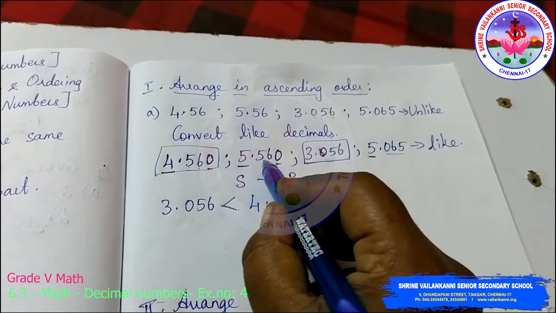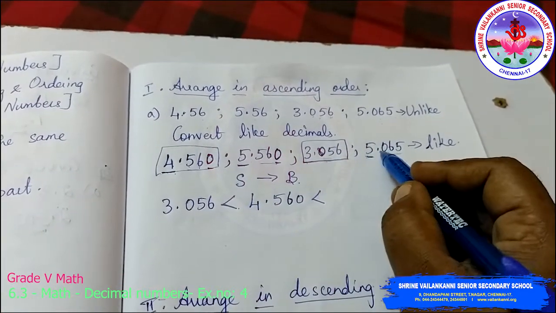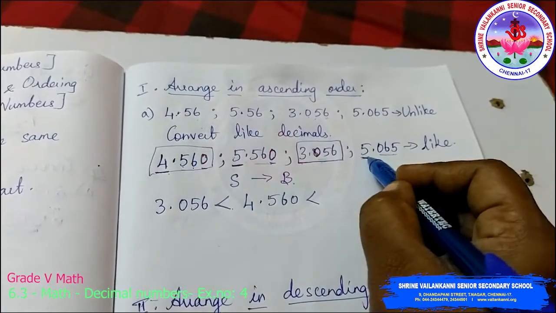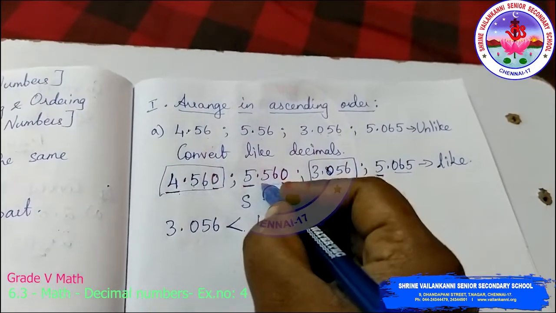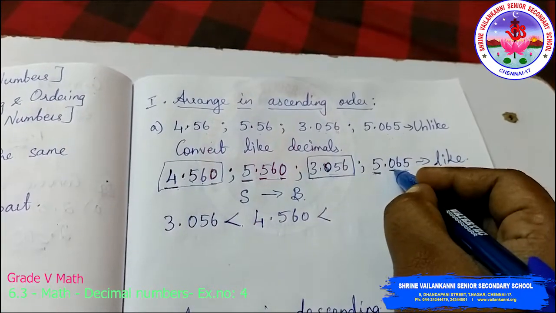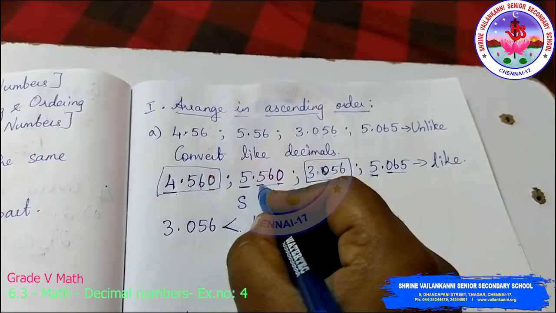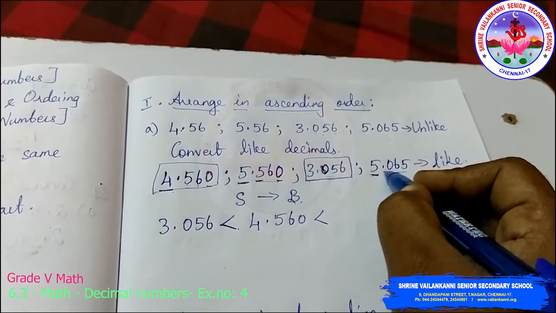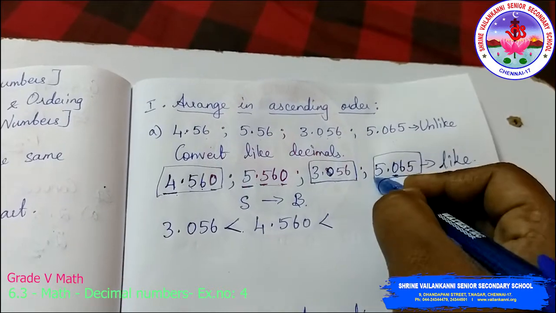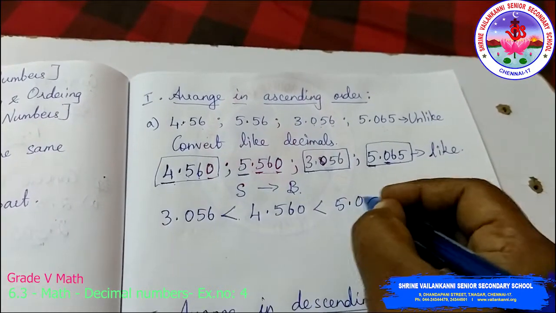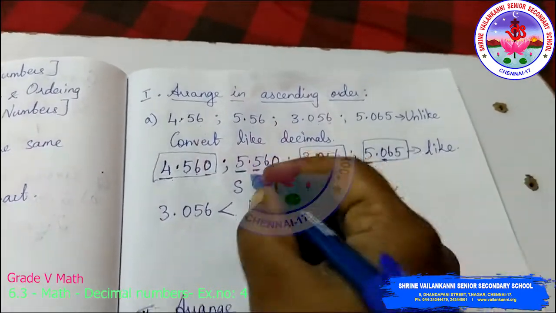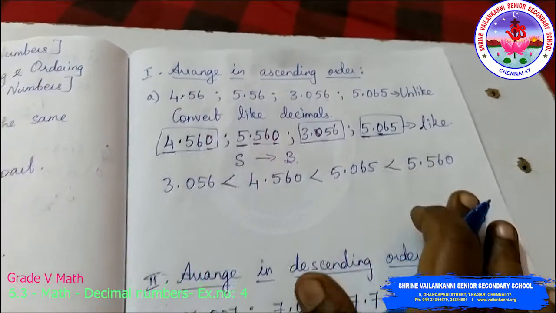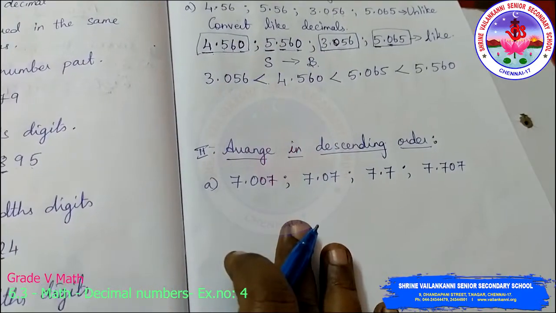Next 5.560 and 5.065. Here the whole numbers are similar, so next I have to compare the 10th place value. In the 10th place, here it is 5, here it is 0. When you compare, 0 is the smallest number. So the third smallest is 5.065, followed by the last number, 5.560.